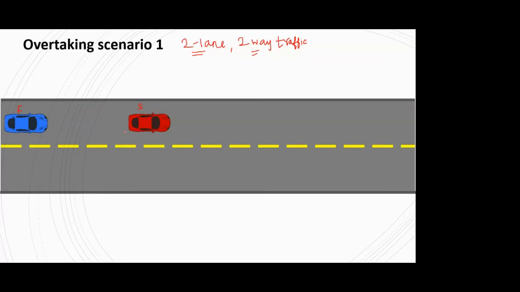So this is the first scenario, and in this, there is no vehicle from the opposite direction. So your fast moving vehicle will simply come out of the track and then complete the overtaking operation. This is scenario one. Then there is a second scenario.